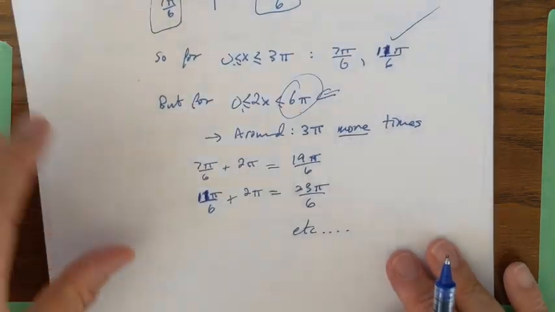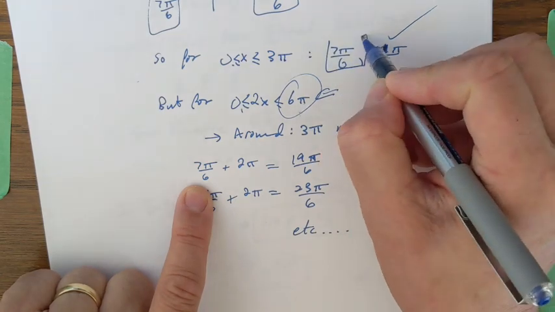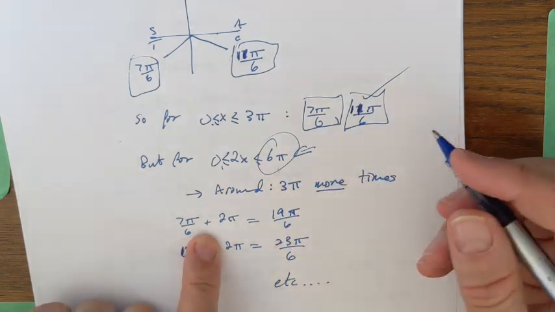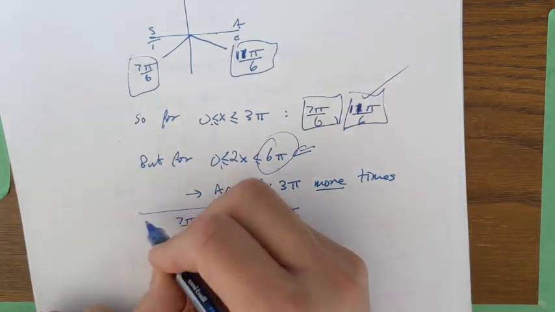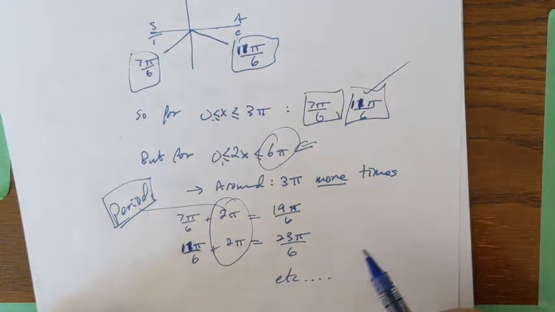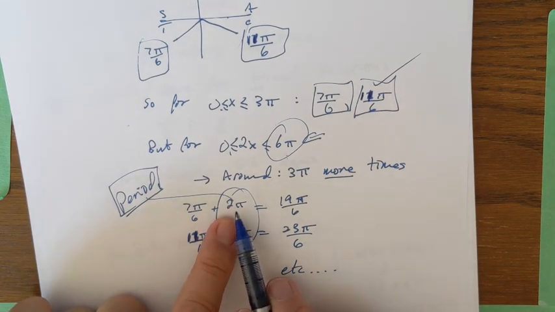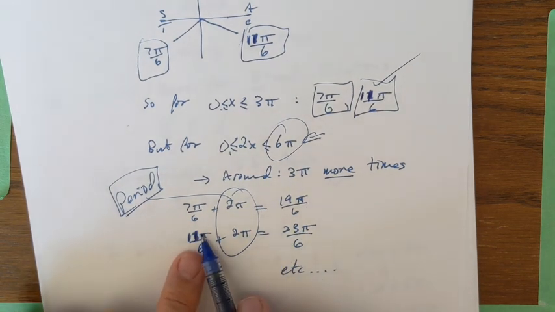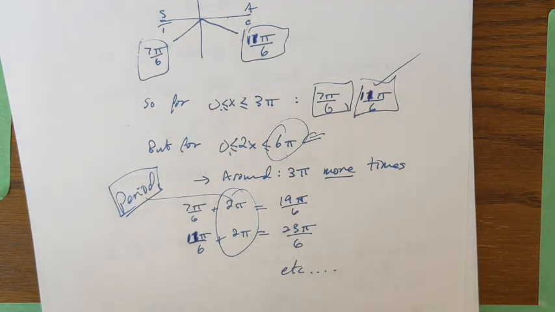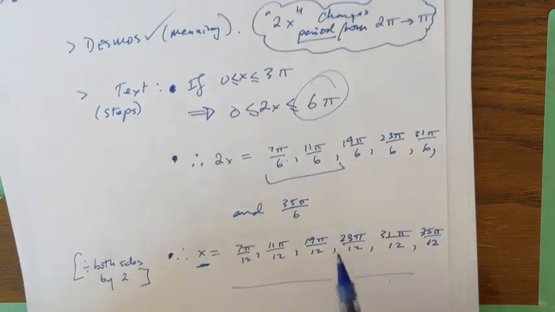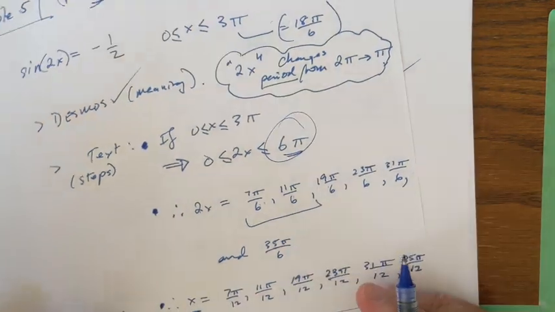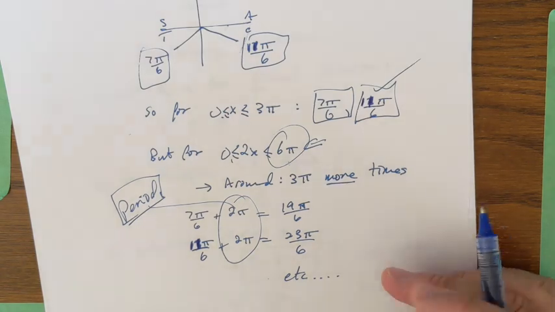So how you get those solutions, you start off with your original solutions, 7 pi over 6 and 11 pi over 6. And of course the period of sine is 2 pi. So you take one of them, 7 pi over 6, and you add 2 pi to that, you get 19 pi over 6. You take the 11 pi over 6, you add 2 pi to that, you get 23 pi over 6, etc. And that's how you end up with all of these solutions, right? You're going around until you stop at 6 pi. You don't want to go beyond that, because that's as far as they told you to go.